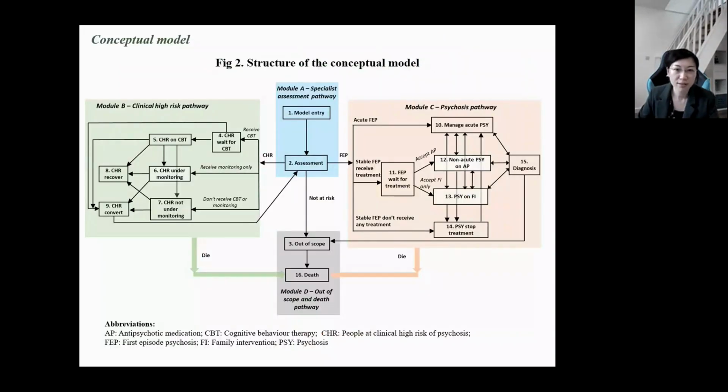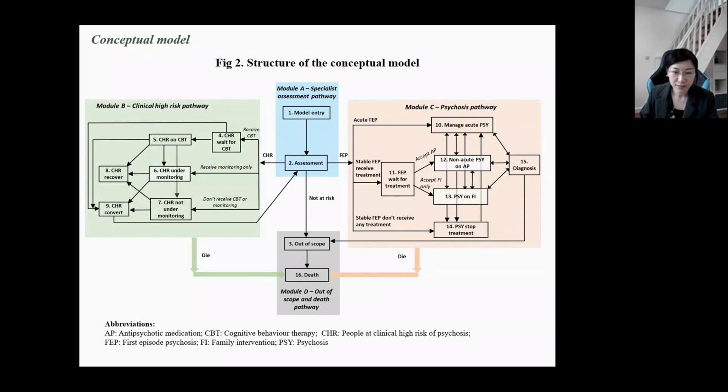Figure 2 shows the structure of the conceptual model. This conceptual model is very big, so I won't have time to go through the entire model in detail. But basically, this model covers 4 modules. Patients enter the model through Module A, the Specialist Assessment Pathway. People with possible psychotic symptoms will receive a specialist assessment in Module A, and then, based on the results of the assessment, patients will be triaged to different modules.